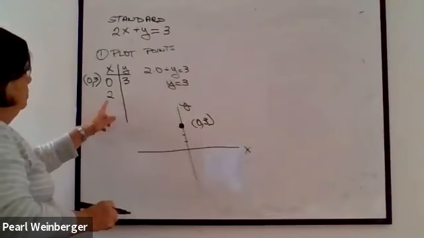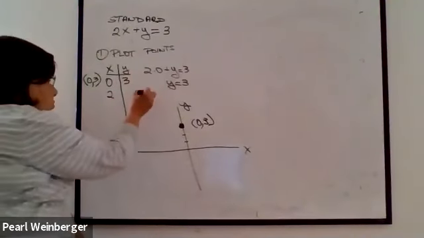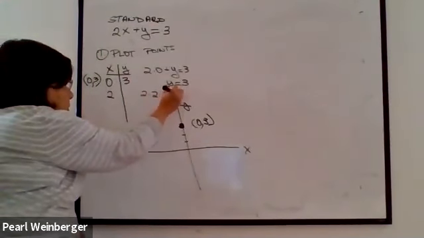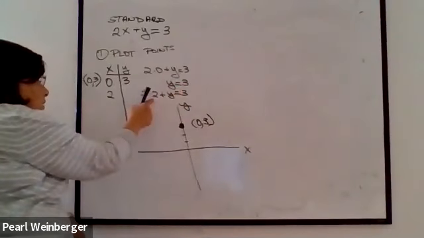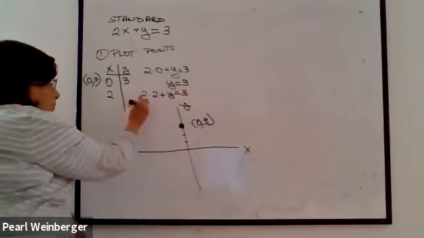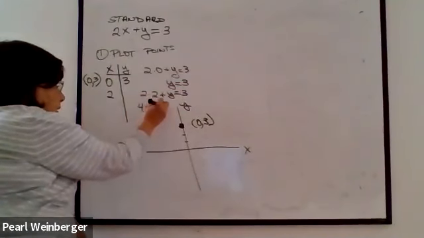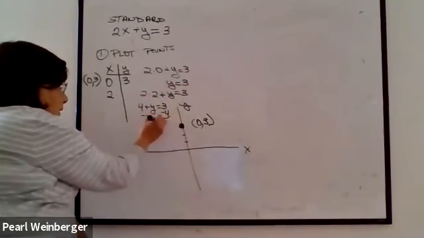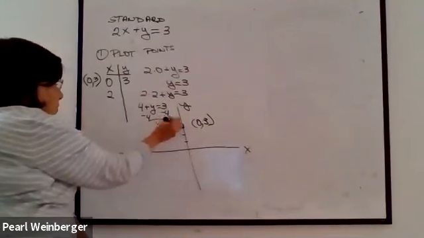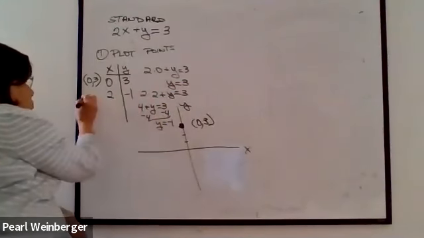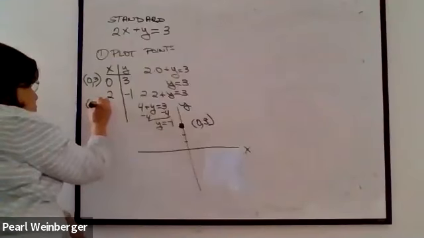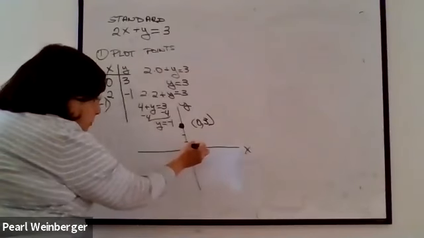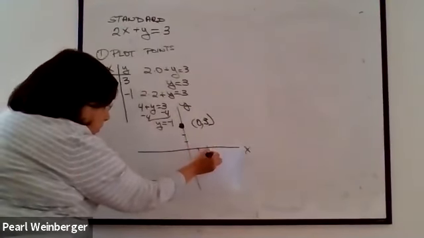Well, if I pick 2 to be the x, then my equation becomes 2 times 2 plus y equals 3, because I replaced the x with 2. So I have 4 plus y equals 3. And I'll bring the 4 to the other side. And it gives me y equals -1. So another point on this line is the point (2, -1). That means another point would be if I went 2 to the right and 1 down.